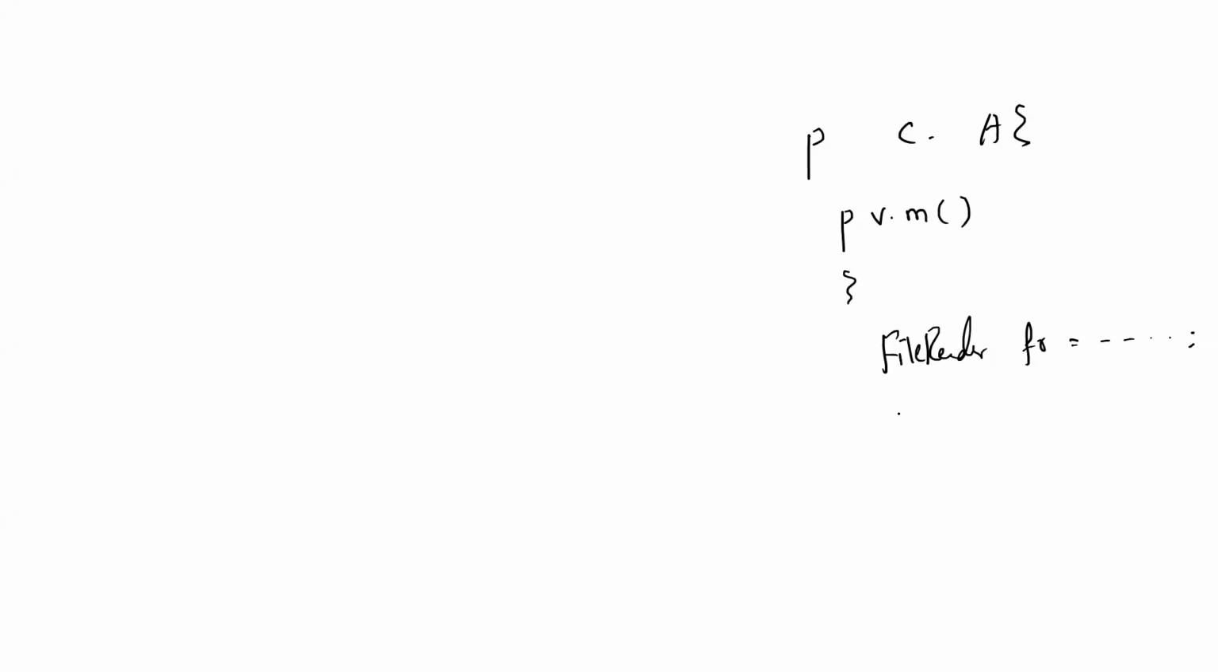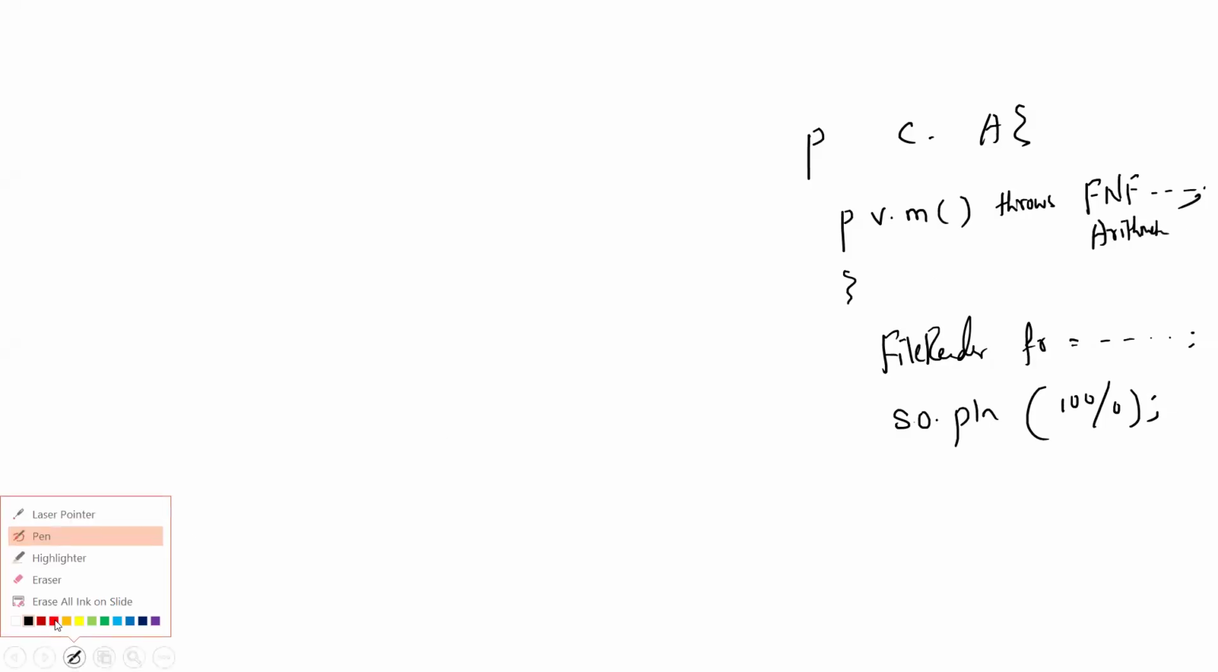Okay, so I'll take System.out.println, print of some 100 by 0. And this method is throwing by using a throws: FileNotFoundException, I'm writing the short forms, and also ArithmeticException. Both it is throwing. Now our focus is on catch block order, right?